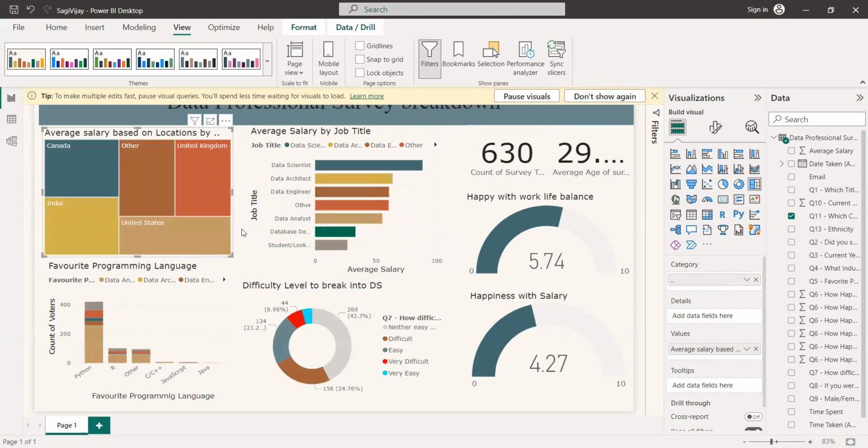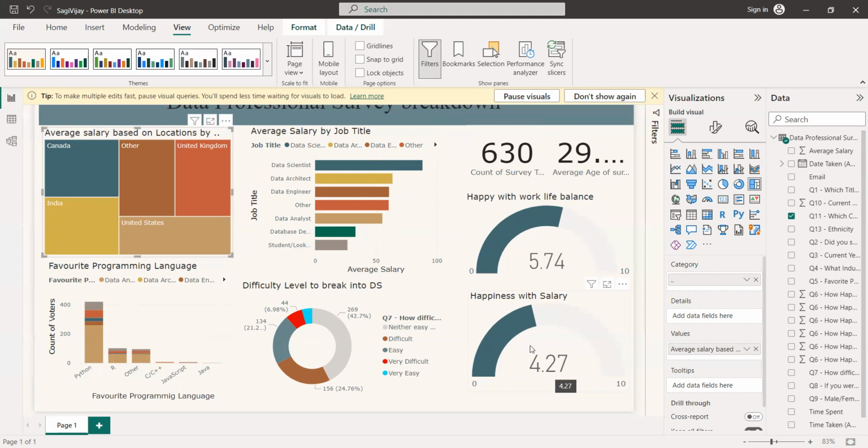The next one which I did was how happy the people are with the current job. And I used a gauge map to do a visual for that. And here we can see that somewhere around 4.27 was the average rating given by the people, out of 0 to 10. So this is how happy the data engineers, or the people in the data market, are right now doing their job.